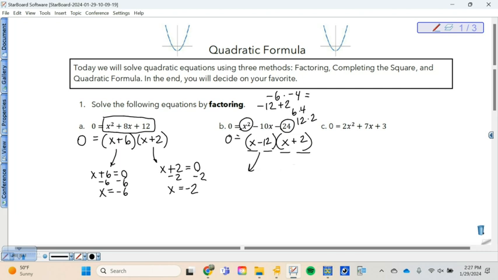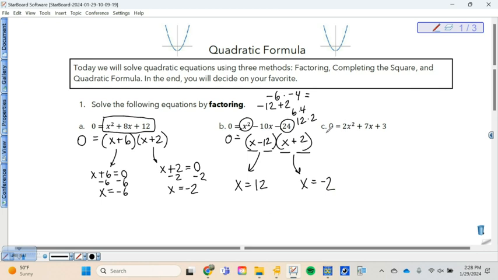So now what would x equal then? -2 and positive 12, right? Same number, opposite sign. So x can equal positive 12 and x can equal -2.